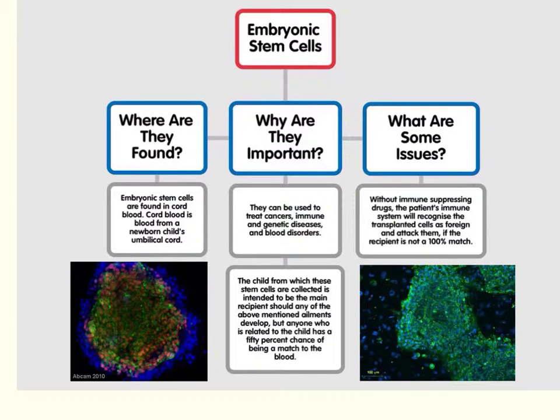Why are they important? These stem cells can be used to treat many different ailments, such as cancers, immune and genetic diseases, and blood disorders that may develop later in the child's lifetime. This cord blood can also treat some of these ailments in certain family members. There is a 50% chance that they are a match for the blood.